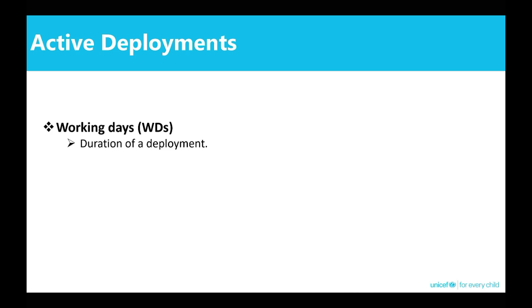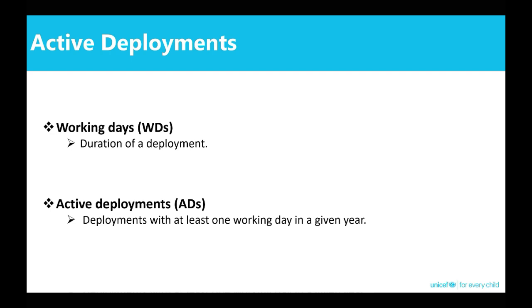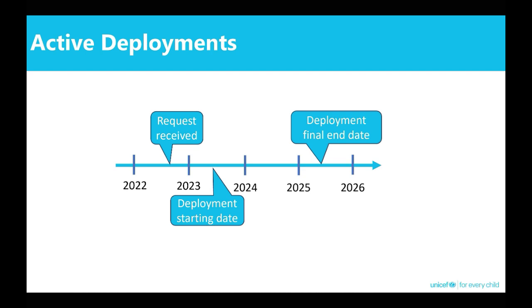With this definition of working days in mind, we can now define what an active deployment is. A deployment is considered active during a specific period, typically a year, if it includes at least one working day within that year. Let's use this timeline to better explain the concept of an active deployment.